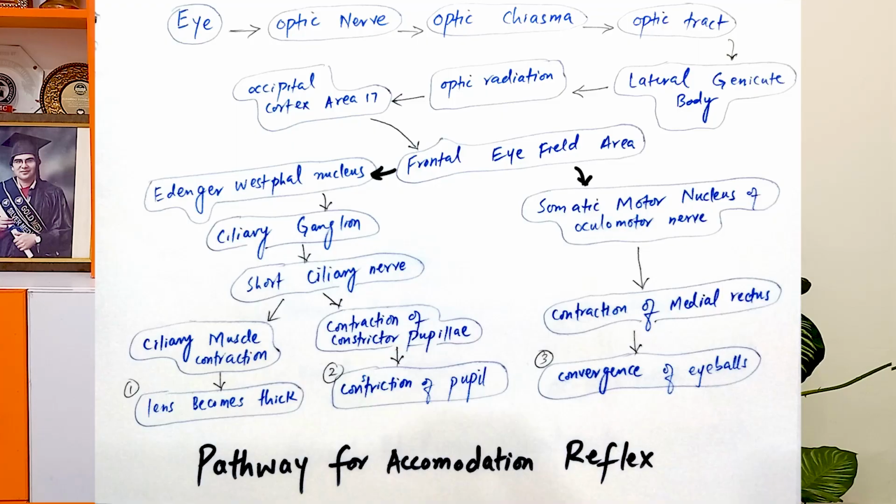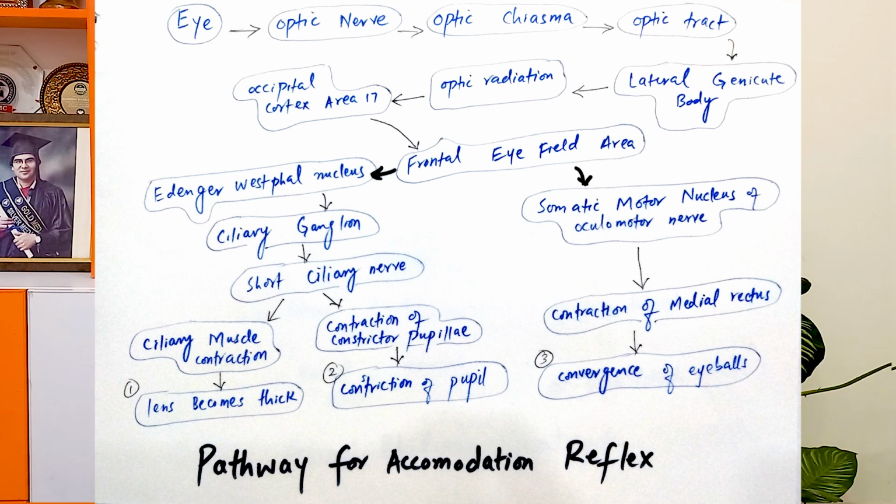The pathway of accommodation reflex is that light stimulates the ganglion cells, the optic nerve emerges from our eyes, and the signal passes through the optic chiasma, then the optic tract, then the lateral geniculate body. Then through optic radiation, signals go to the occipital area, which is area 17 in our occipital lobe. From the occipital lobe, signals go to the frontal eye field area, which is area number 8. From the frontal eye field area, signals go to the Edinger-Westphal nucleus, which is present in the midbrain. From the Edinger-Westphal nucleus, signals go to the ciliary ganglion, then to the short ciliary nerve.